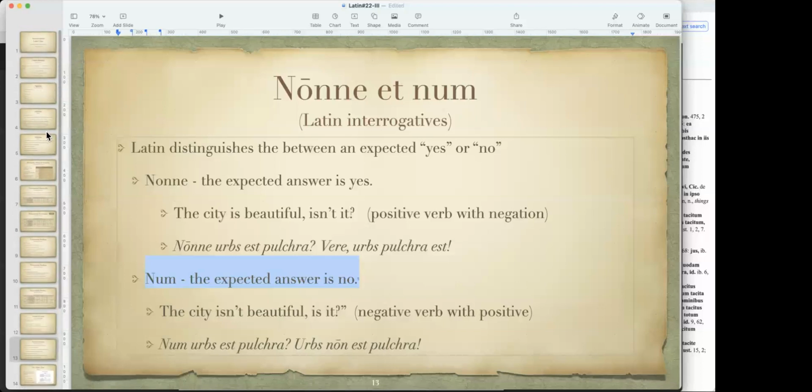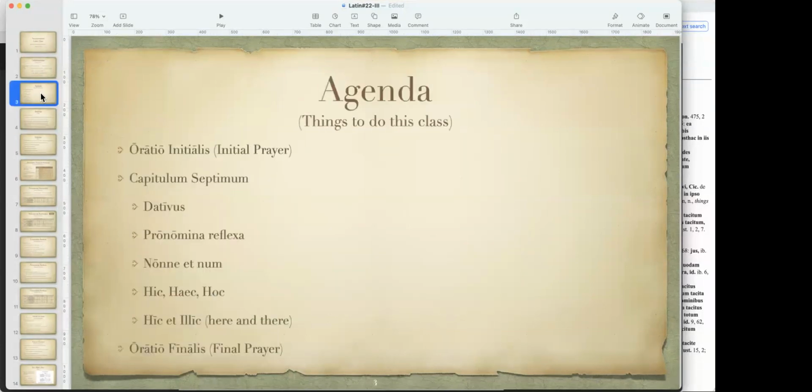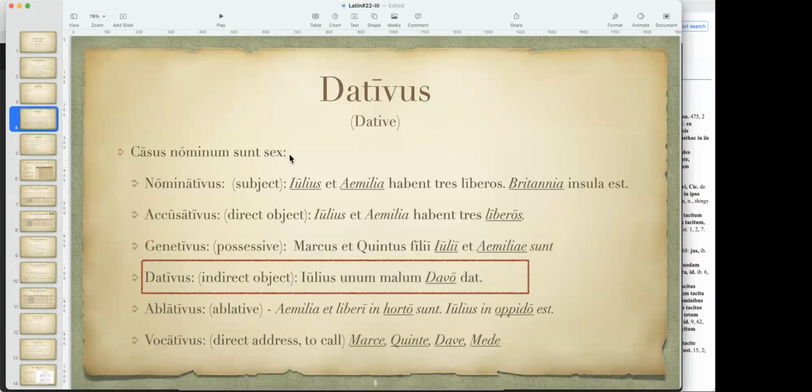Yeah, let's see here. Oh, the dative. I never did talk about the dative. Good grief. Okay, let me talk about the dative before I forget. I pulled this chart from past slides, and all I did is relabel it dativus, the dative. Casus nominum sunt sex, meaning the number of cases is six. We've already talked about the nominative, which is the subject, or in the case of a predicate noun, with the verb to be.